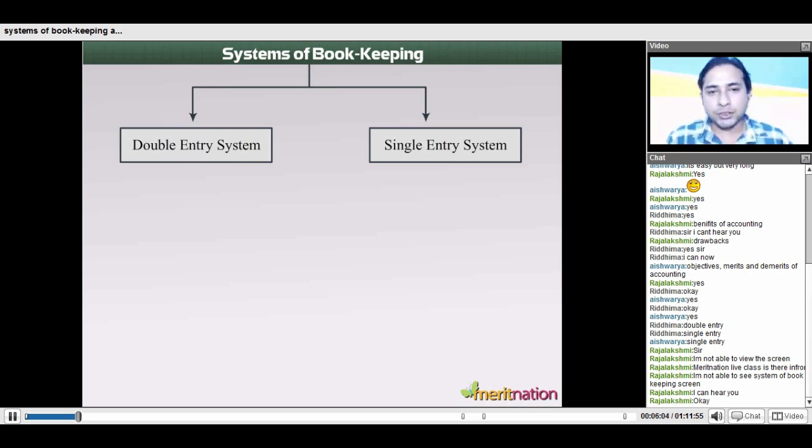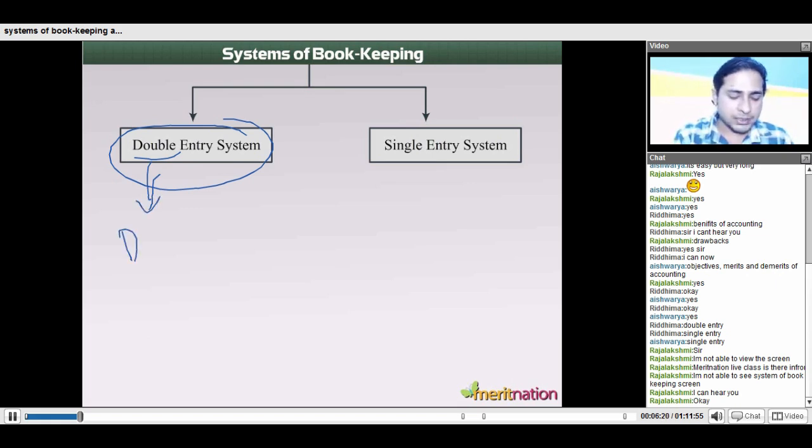As I just mentioned, there are two systems of bookkeeping. One is double entry and another one is single entry. Now, just clearly read these two names. What exactly do we mean by double entry? What we have here is double. What does this imply? It means something like dual, something two. And what is single? It means one. Single means one and dual means two.